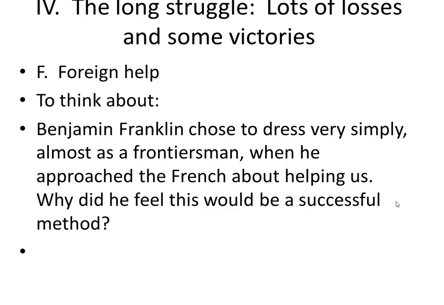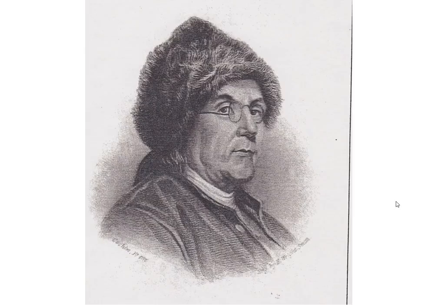Okay, so Benjamin Franklin did go to the French. The French loved him. And the French had beers with his name on it. They put his picture up in their walls. But when he went, he chose to dress very simply, unlike the story about the Parliament, almost as a frontiersman when he approached the French about helping us. Why did he feel this would be a successful method? So this could also go into the strategy. This is a picture of what he dressed like. Think about what the French would not want, right? They're enemies with the English, right?